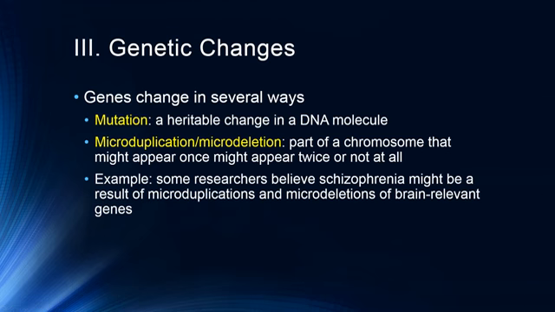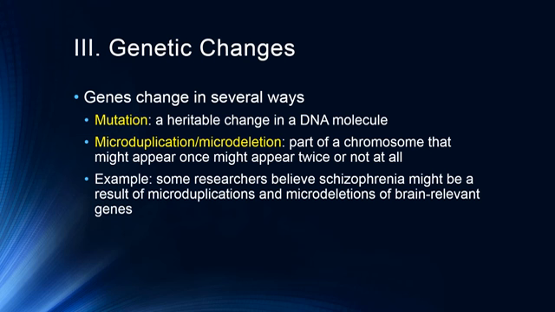One of the things that can happen is our genes can change in several ways. Our genes can undergo a mutation, which is a heritable change in a DNA molecule. This can happen due to random changing of proteins, or it can happen due to epigenetic alterations that are then handed down, which we'll talk about here in a bit. You can also get microduplication or microdeletion. This is what happens when part of a chromosome that might appear once might appear twice or not at all. So it can either duplicate or be deleted. So we can get these small duplications or deletions.